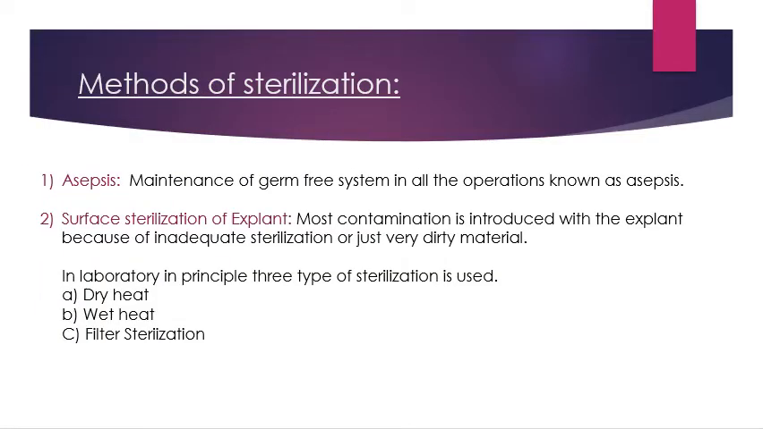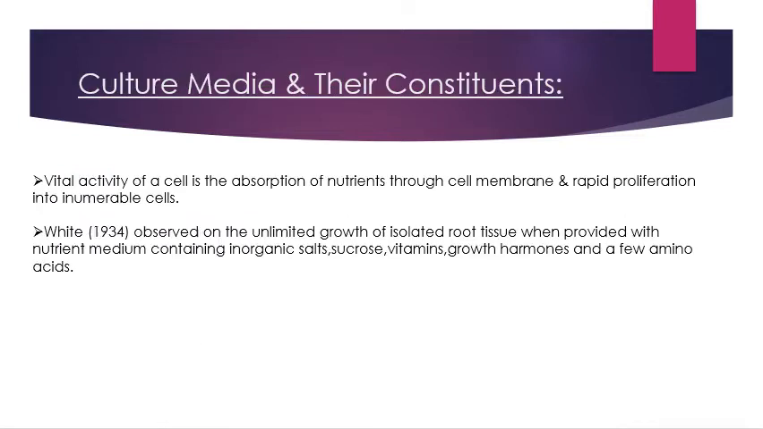Next point, methods of sterilization. First point is asepsis. Maintenance of a germ-free system in all operations is known as asepsis. Surface sterilization of explant: most contamination is introduced with the explant because of inadequate sterilization or just very dirty material. In the laboratory, in principle, three types of sterilization are used. First, dry heat. Second, wet heat. Third, filter sterilization.